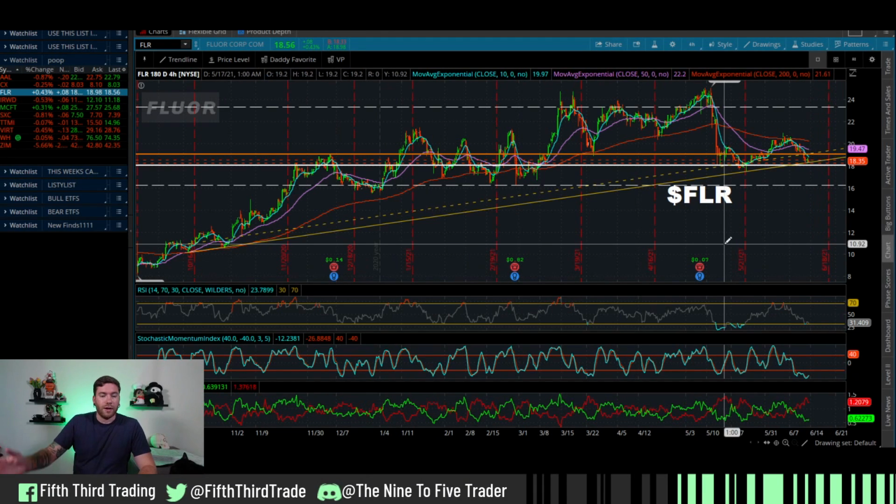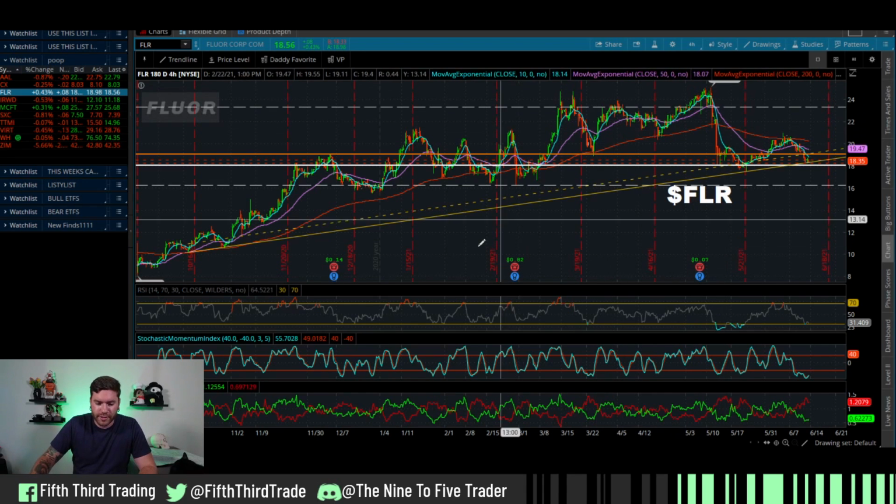Bulls low, bears high. Besides that 200 EMA line, which is being a real pain right now, this is a fantastic setup. FLR should be on your watch list. I do like it a lot.